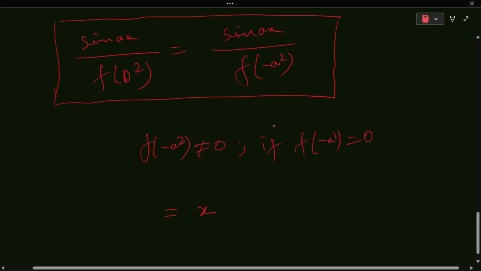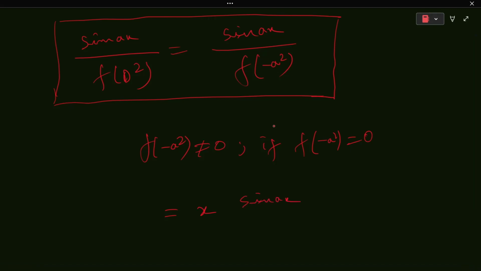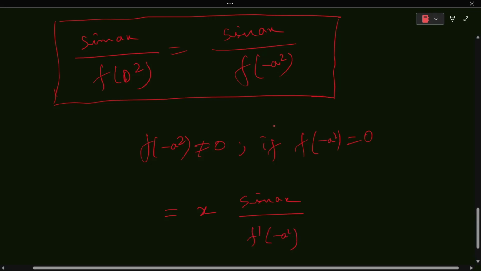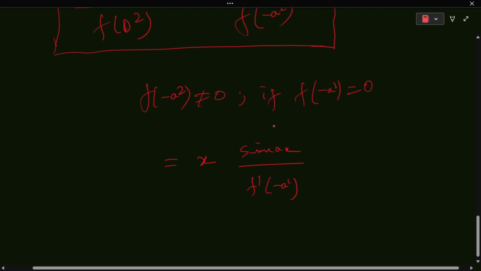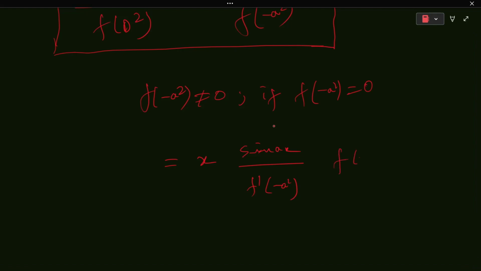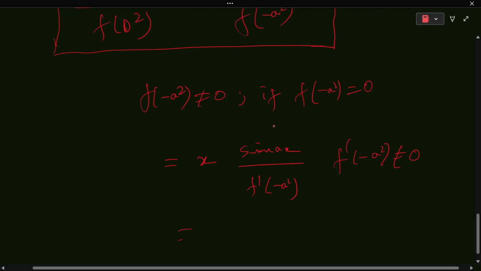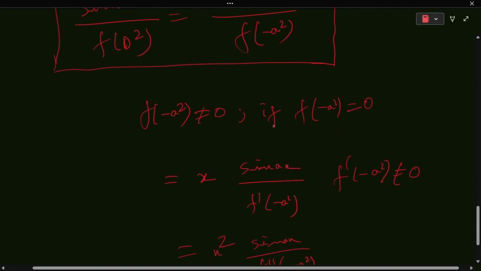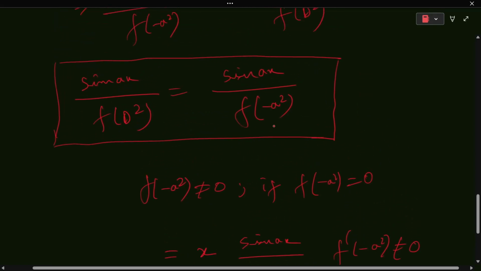So x will be there, and we will have sin(ax), and we need to differentiate the f of D squared part. It is f dash of D squared, then in that part we put minus a squared. So we get f dash of minus a squared. This is the solution of the inhomogeneous differential equation when f of minus a squared is equal to 0 and f dash of minus a squared is not equal to 0. And if that is also 0, then we have x squared sin(ax) by f double dash of minus a squared. So this is the rule.